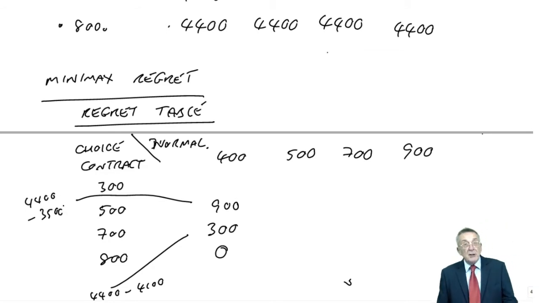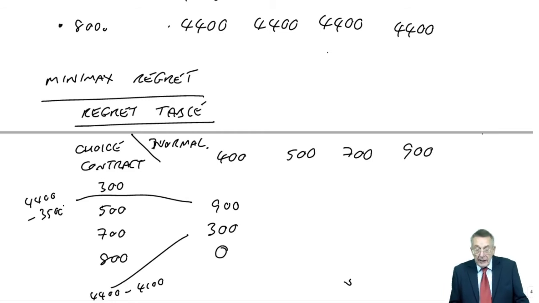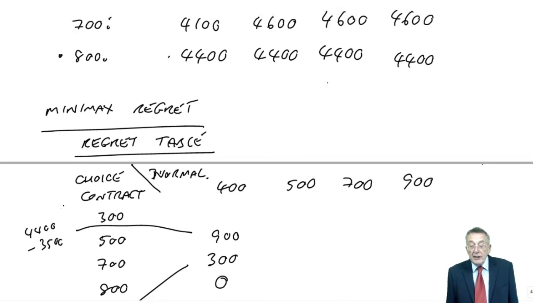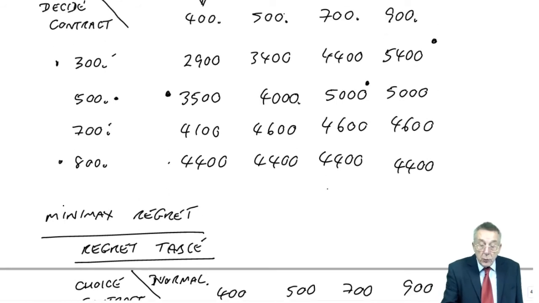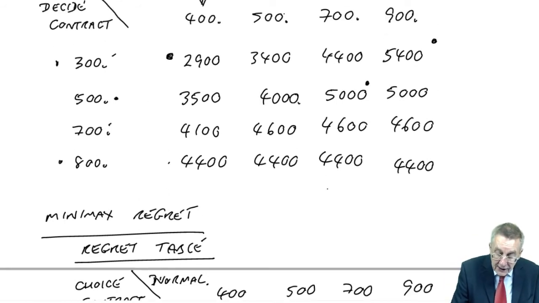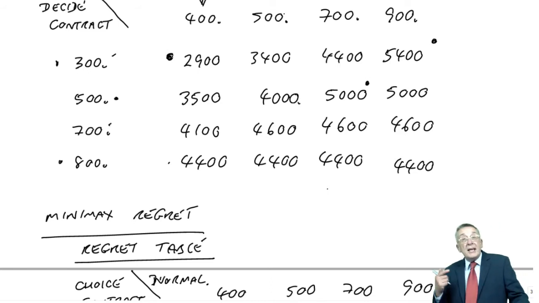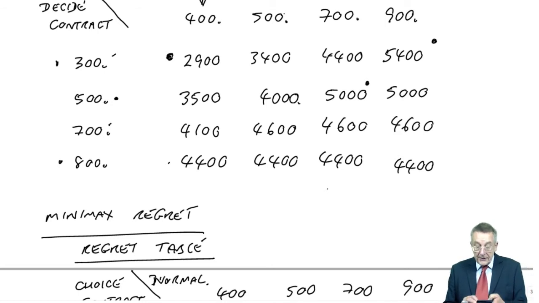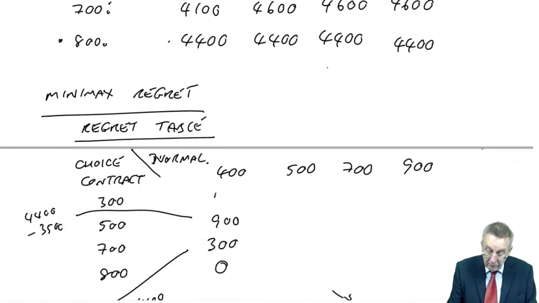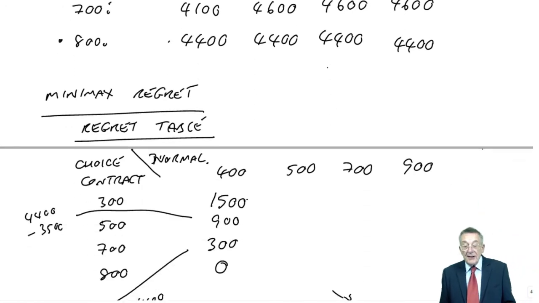So in each case we're saying how much have we lost by having made the wrong decision as against what we could have had if we'd made the right decision. And so finally on 400, if normal demand is 400, if we'd have chosen a contract size of 300, we'd have got 2,900. We could have got 4,400. And so we've lost the difference of 1,500. So in each case, there's the regret we'll feel, the loss we're effectively making by having made the wrong decision.